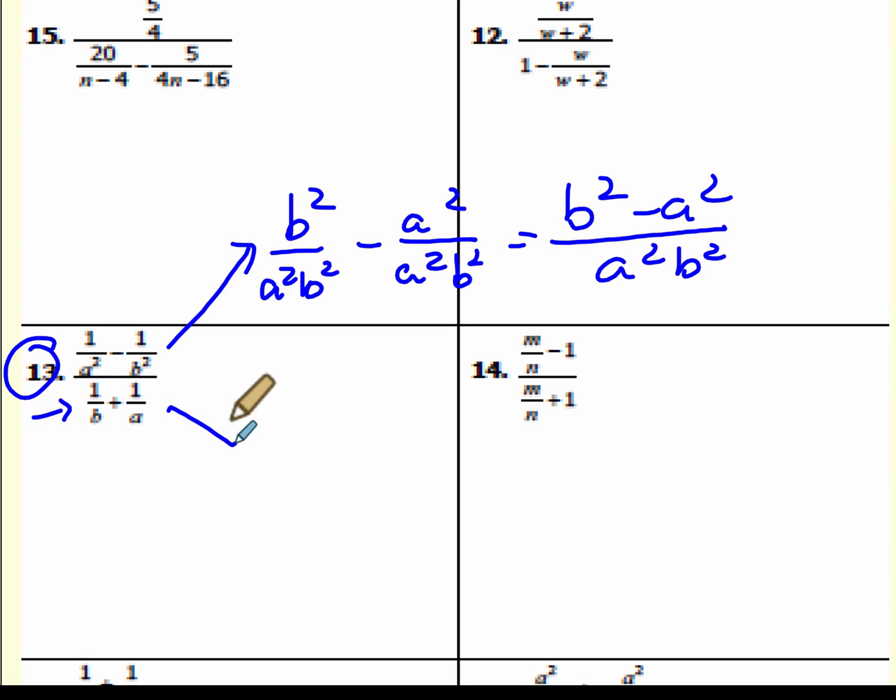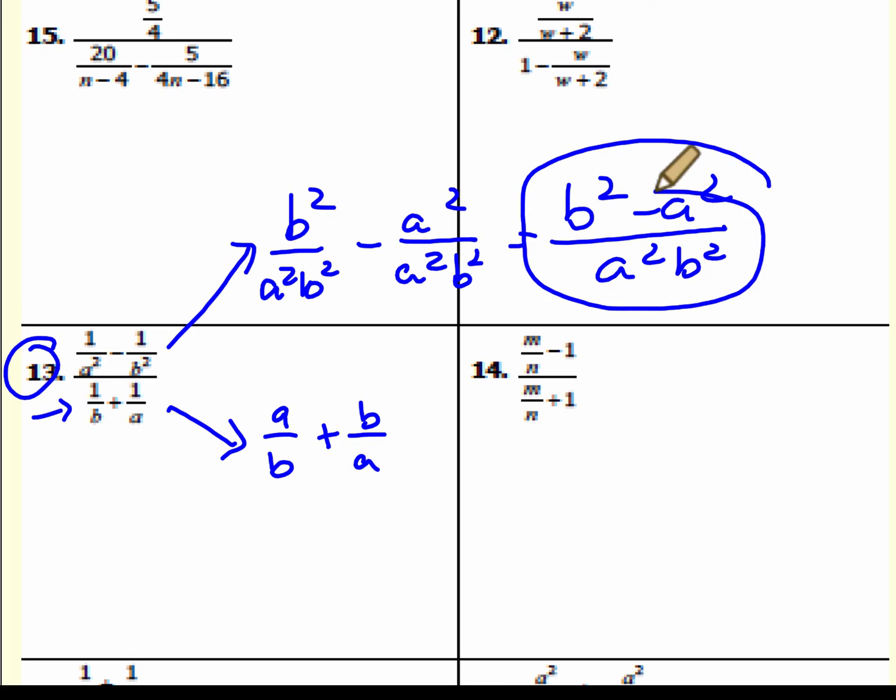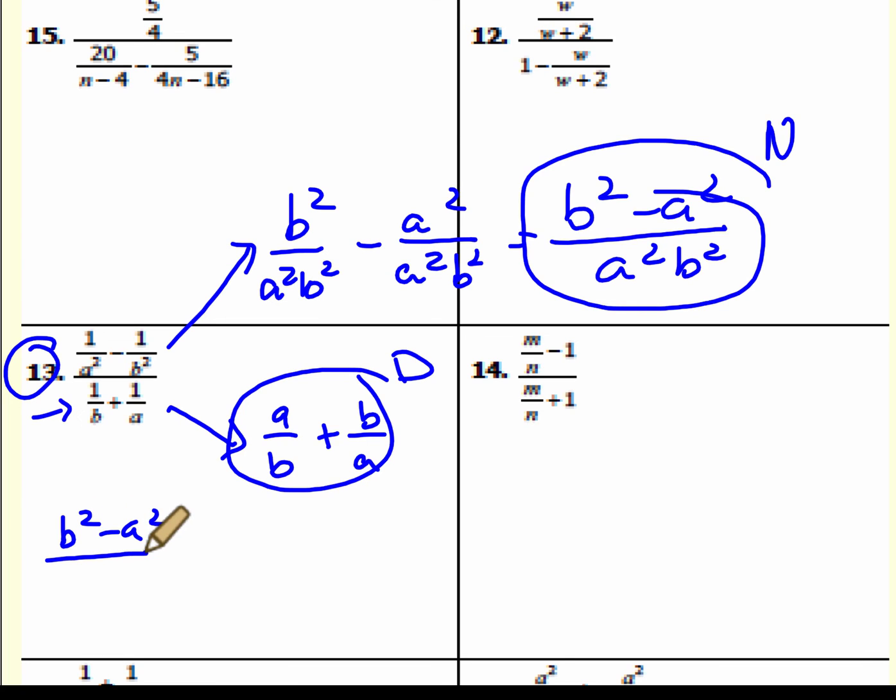Okay, now I'm going to do my denominator. In my denominator, I have 1 over b plus 1 over a, so my common denominator would be ab. So I'm going to make a over ab plus b over ab. Now I'm going to take these. This is my numerator. This is my denominator. I'm going to write it as a single multiplication problem. So my first term, I have b squared minus a squared over a squared b squared.